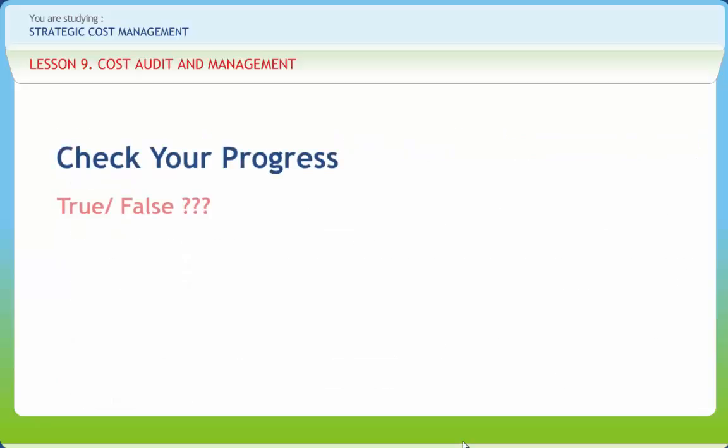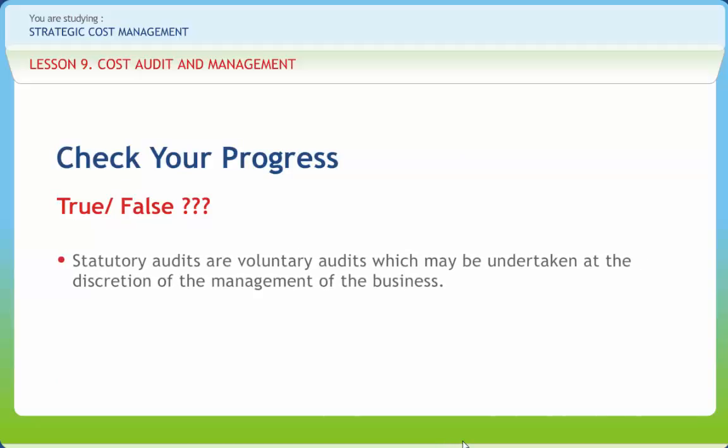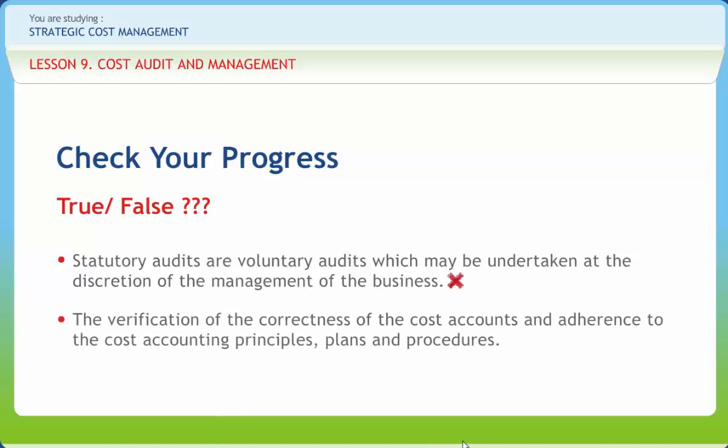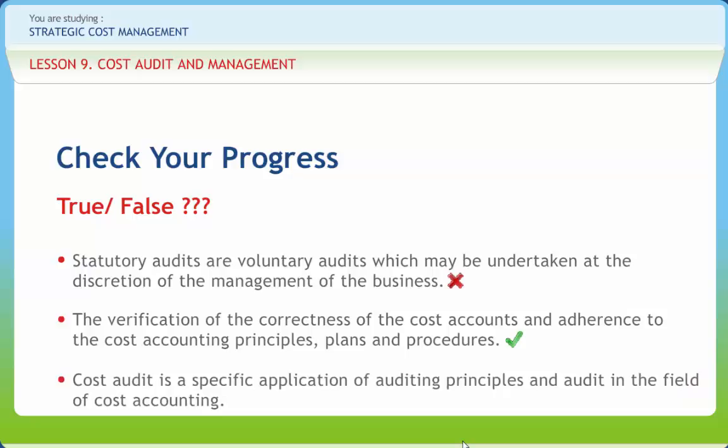Now let us check if we have understood the various concepts discussed in this lesson clearly. Statutory audits are voluntary audits which may be undertaken at the discretion of the management of the business. Right or wrong? Wrong. The verification of the correctness of the cost accounts and adherence to the cost accounting principles, plans, and procedures. Right or wrong? Right. Cost audit is a specific application of auditing principles, an audit in the field of cost accounting. Right or wrong? Right.